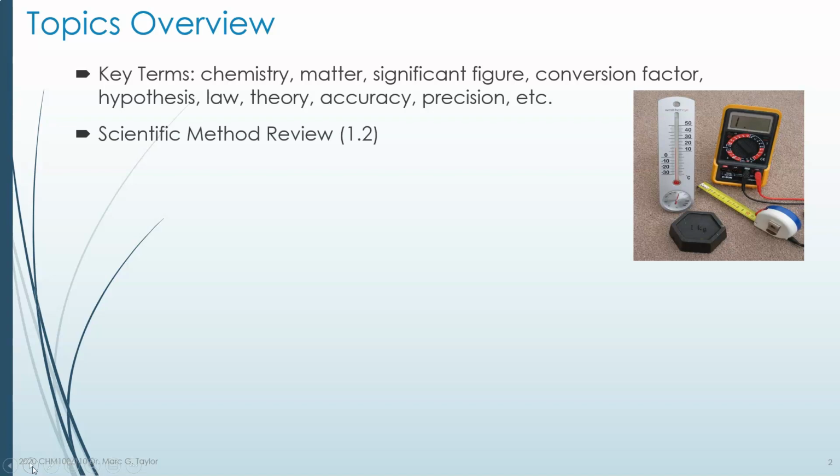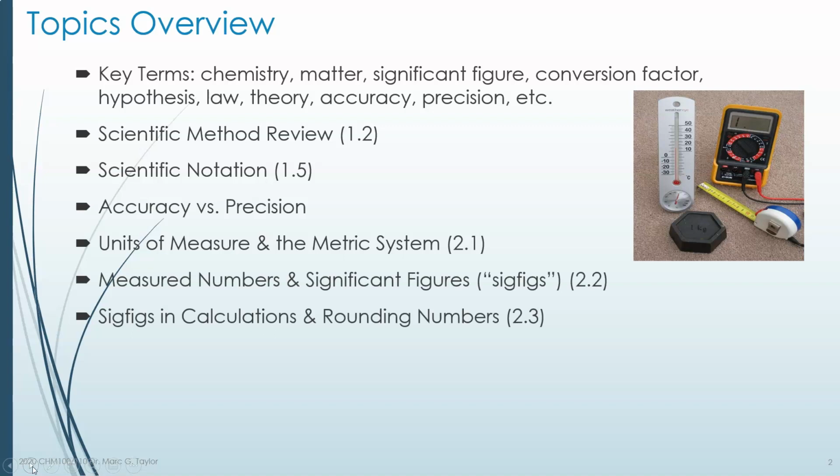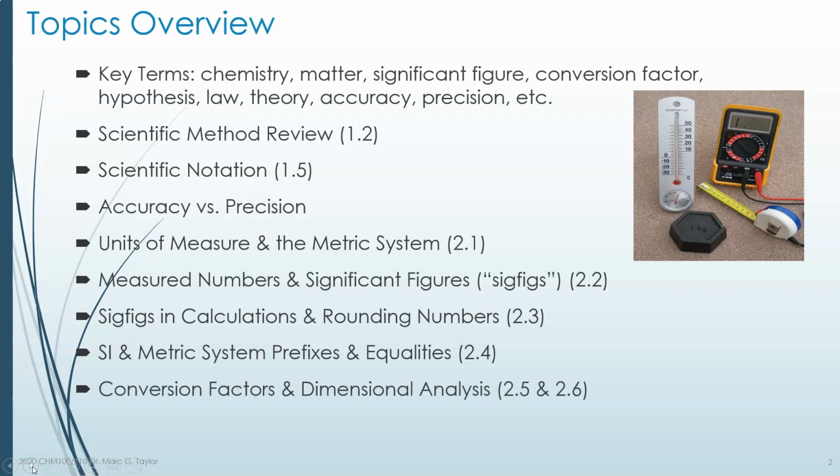So we'll talk about the scientific method. In another unit, we'll talk about scientific notation, accuracy and precision, units of measurement and the metric system. We'll talk about measured numbers and sig figs. We'll talk about sig figs in calculations and how to round them properly. We'll talk about both the metric system and the international system known as the SI system, which is closely related to the metric system. We'll talk about conversion factors and how they're used in dimensional analysis. And we'll talk about how density is calculated based on mass and volume and the definition of specific gravity.